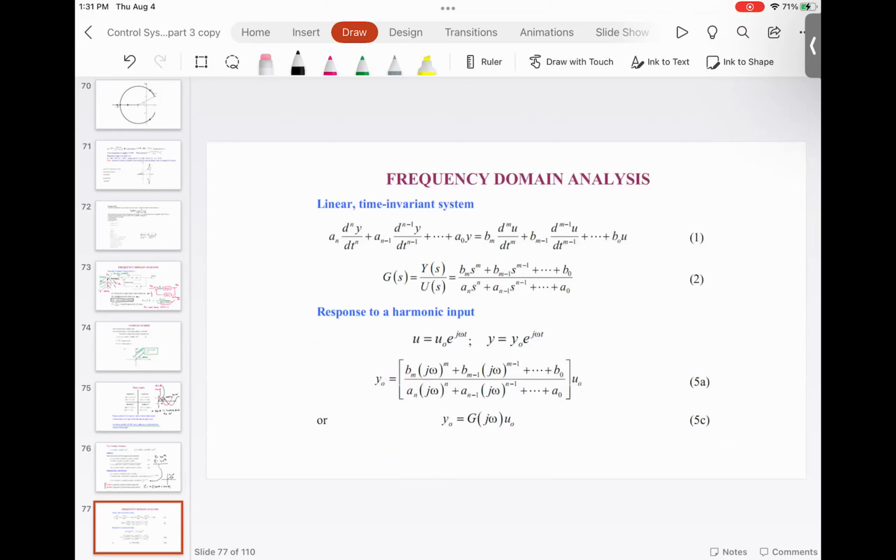Now, how do we perform this complex analysis? Something you should keep in mind is, when we are trying to do the frequency domain analysis, we replace this S by a function which is called J omega. So what we do is, we replace this by J omega. So this is the transfer function, and this is the representation for frequency analysis.